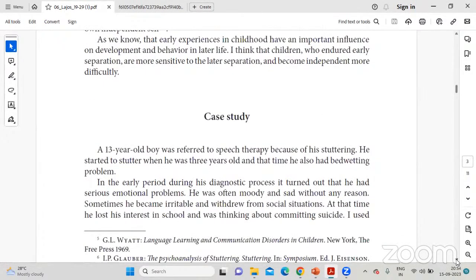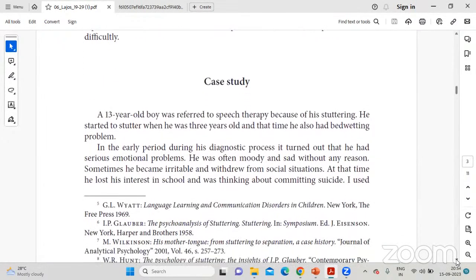Then comes the case study. In the case study, they first described the case as a whole, how it all started. So they presented the problem of this 13-year-old boy, that he was referred to speech therapy because of his stuttering. He started to stutter when he was 3 years old only, and at that time, he also had bedwetting problems.